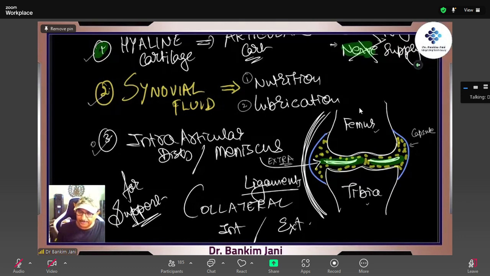Okay. Then you'll come across those collateral ligaments. How will the collateral ligaments be? Collateral's function is to support. Right? To support. They can be internal, they can be external. Some will be inside the joint, some will be outside the joint.